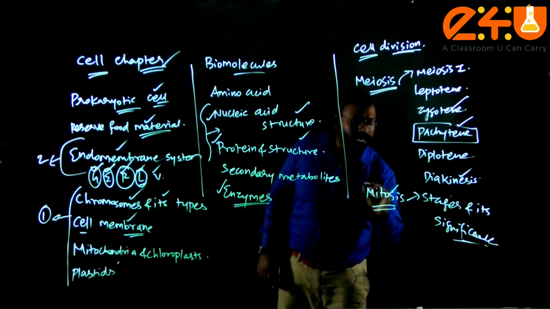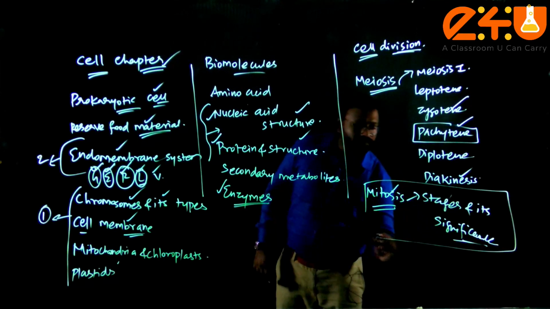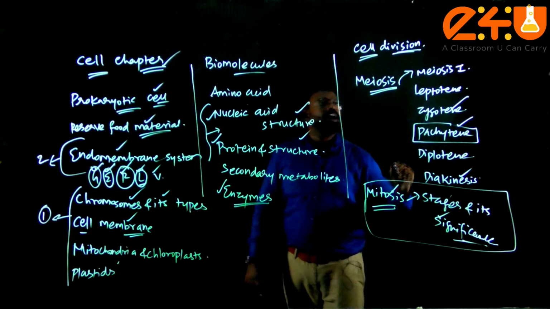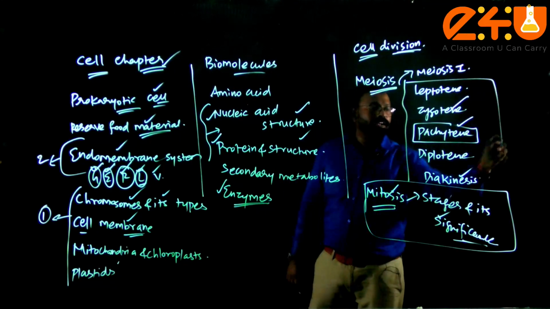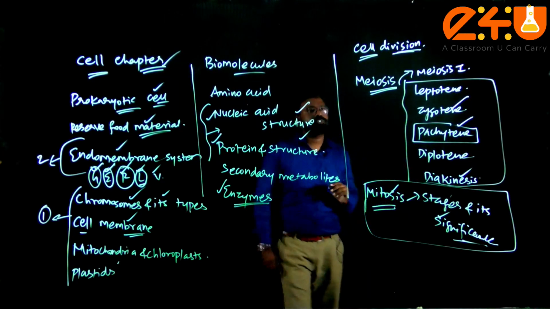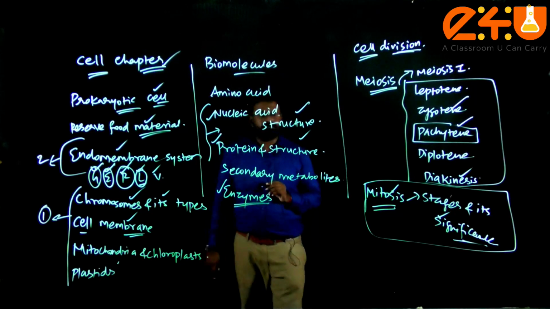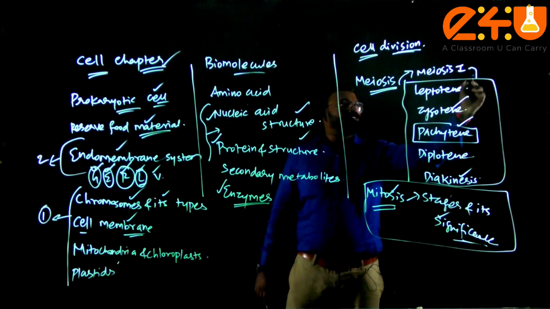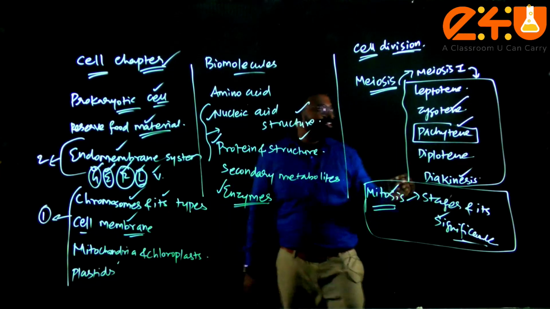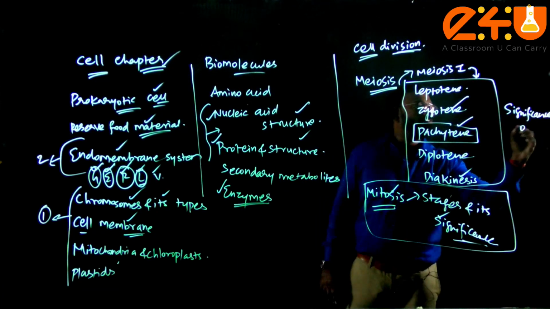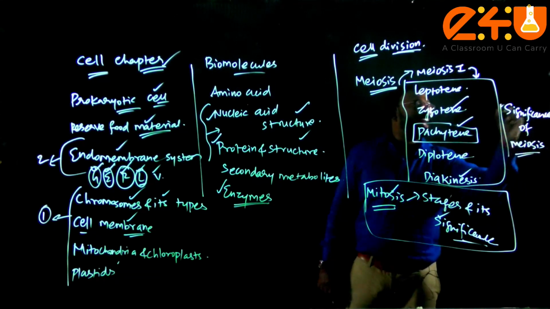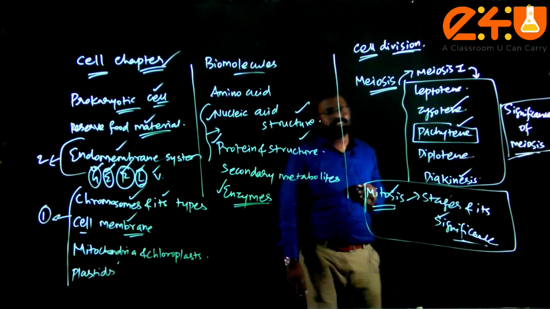So mitosis plays a very major role in case of MCQ, especially on significance, and it has the stages like leptotene, zygotene, diplotene, diakinesis. These many stages you should read in case of meiosis 1. Meiosis 2 is there and significance also is there. So significance of meiosis also you can have a read. Variation is a crucial point as does a MCQ.